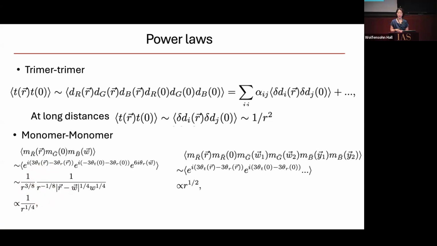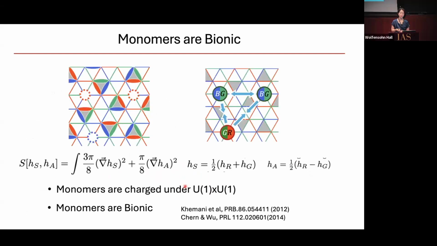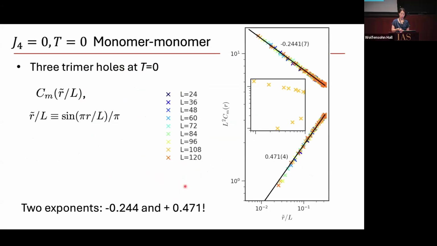And we can also look at the correlation between same type of monomers. And going through the similar kind of calculation, you can work it out to be going as r to the 1/2. So now let's check with how these results of calculation compare to our Monte Carlo results. So this is the Monte Carlo result. So this is our field theory prediction for this exponent would be minus 0.25.